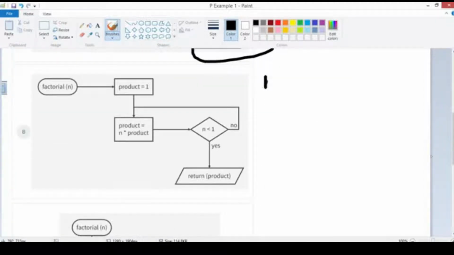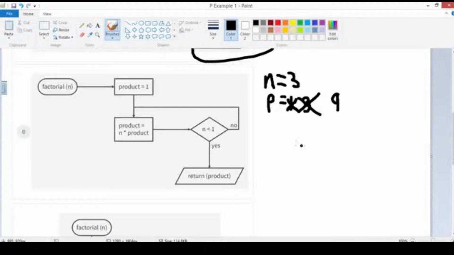Still with our n being 3, we're going to try out B. Product is equal to 1. Then we set product equal to n times itself, so that's n, which is 3, times product, which is 1, to equal 3. Check if n is less than 1. It isn't, so we go back up here. We set product equal to n times the product. n is 3 and product is 3, so it's 9.